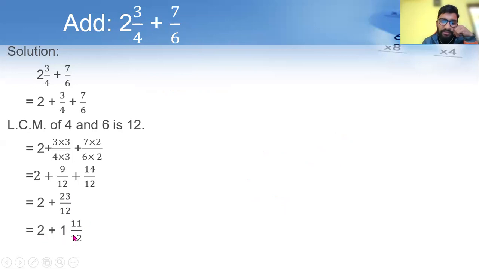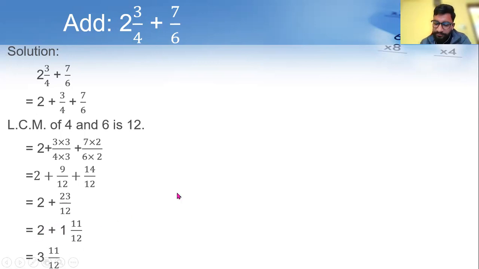Now look, you can see the 2 whole number part. Now let's add them. So that will be your result. 2 plus 1 is what? 3 whole 11 by 12. In this way you can do it. That is the first method. Here what we did, we separated the whole number and added the fractional part. At last, if we get an improper fraction, we turn it into a mixed numeral and add the whole number again, right?